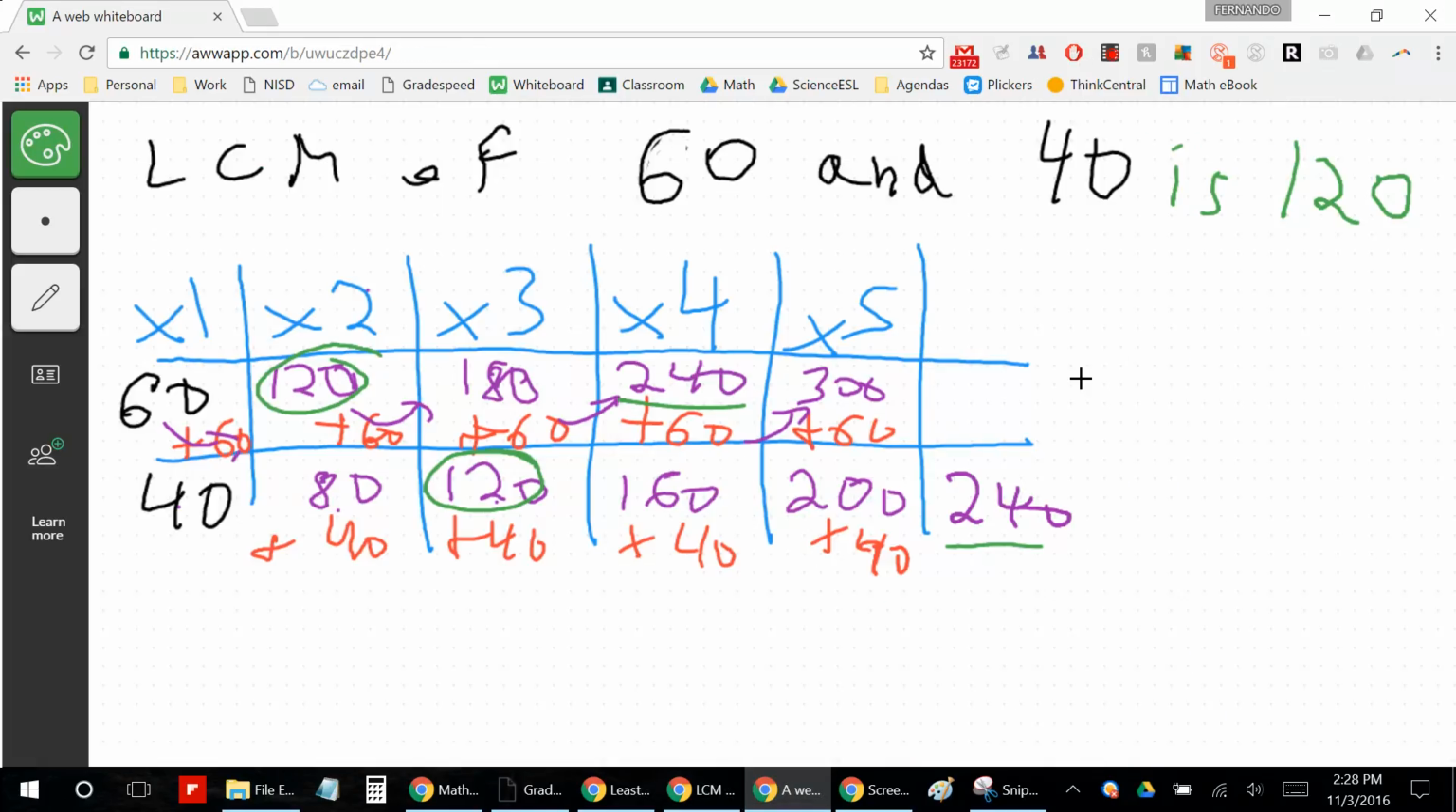Now, a couple more things to consider. The LCM will never be smaller than the number itself, because we're dealing with multiples. In other words, the LCM of 60 and 40 cannot be smaller than 60 and 40. The LCM doesn't mean that it's going to be 60 times 40. 6 times 4 is 24, which is 2400, for this problem over here. But the LCM is not that. It's actually 120 because we're dealing with multiples.